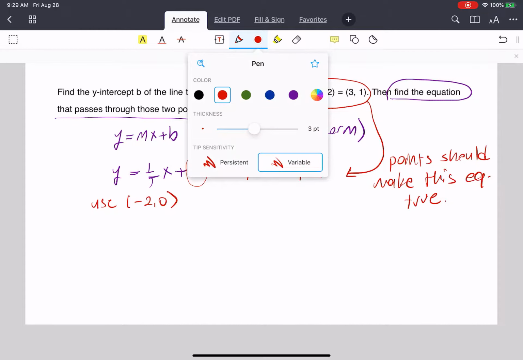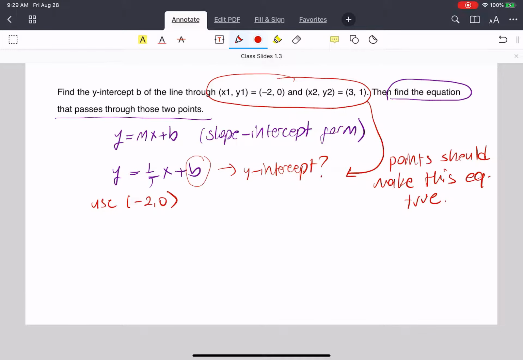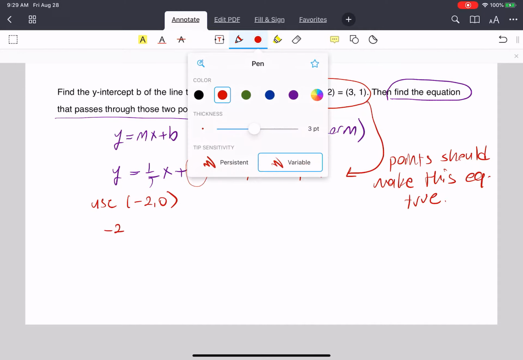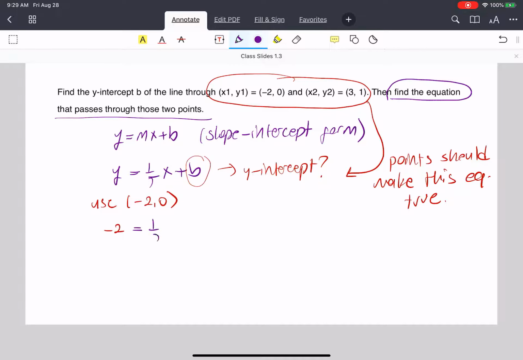So what I'm going to do is replace y with the point's y-value. So I'm going to say 0 equals 1/5 times x, where y is 0 and x is -2, and then plus b. What that leads to is that b is basically isolated. b is the only unknown in this equation, so this will help me figure out what b actually is.